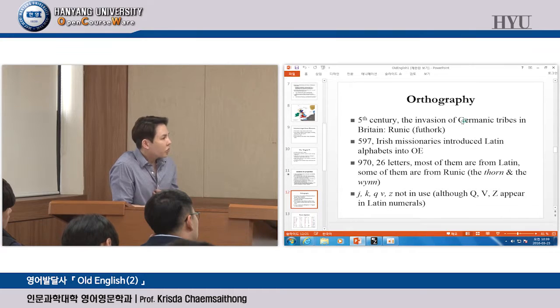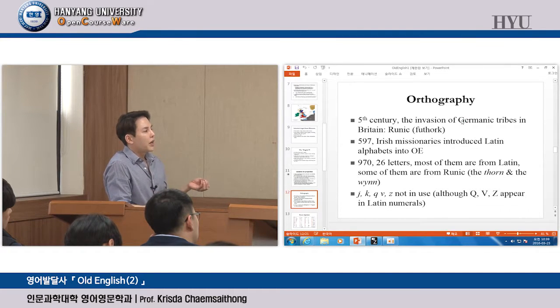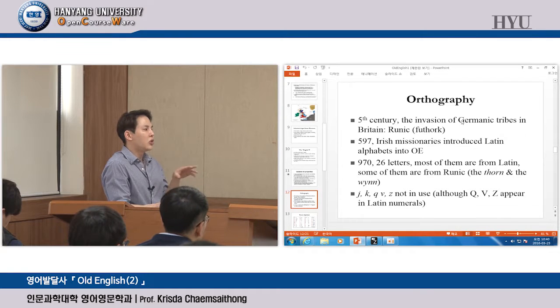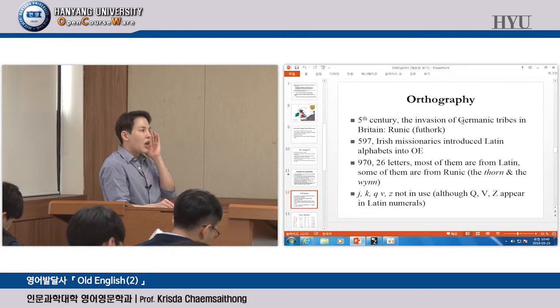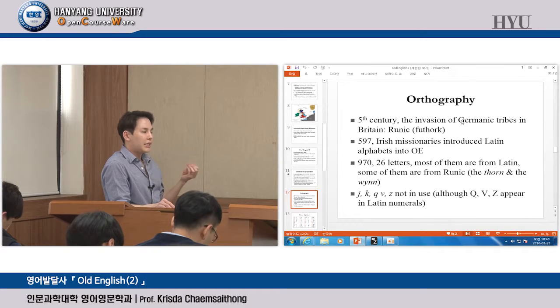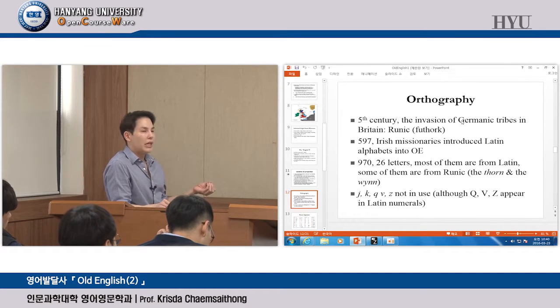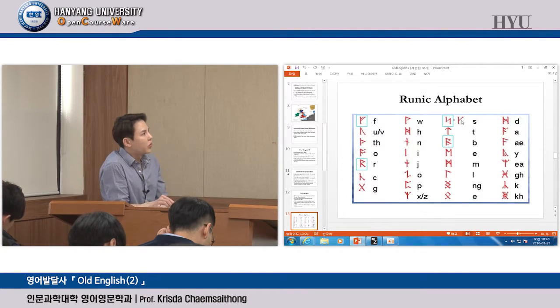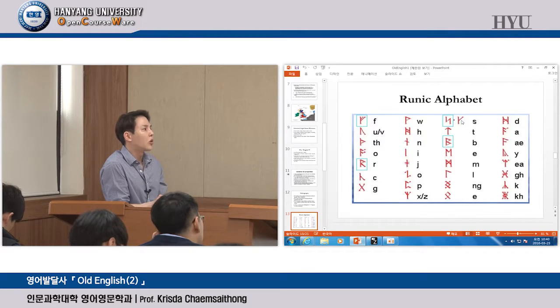And the runic alphabet faded out of use around the 10th century. So they were replaced by the Latin alphabet, as you know. And during the Old English time, we don't use the letters J, K, Q, V, and Z, although we use these as numerals in the Latin system. So this is what the Anglo-Saxon runes look like.